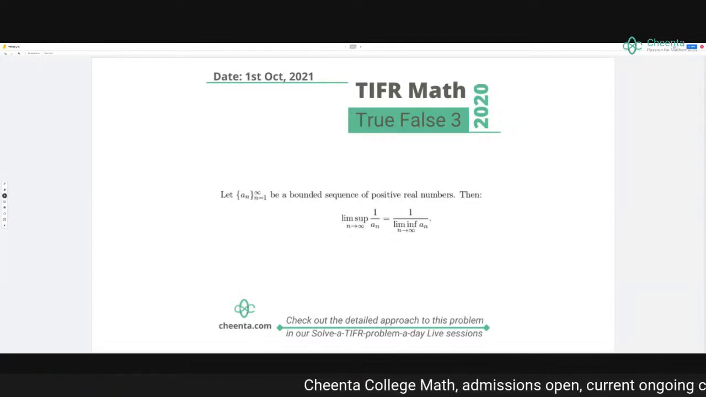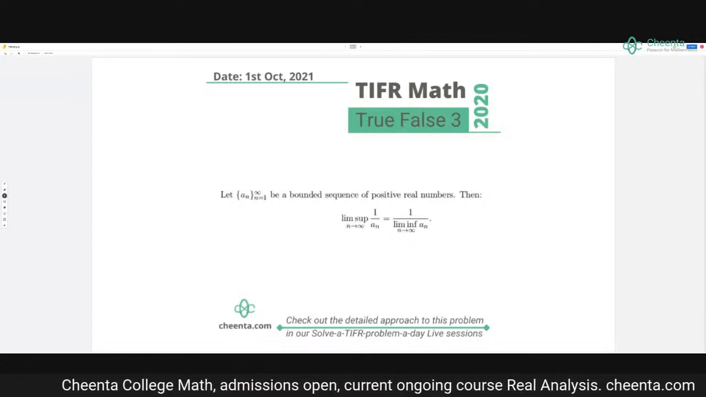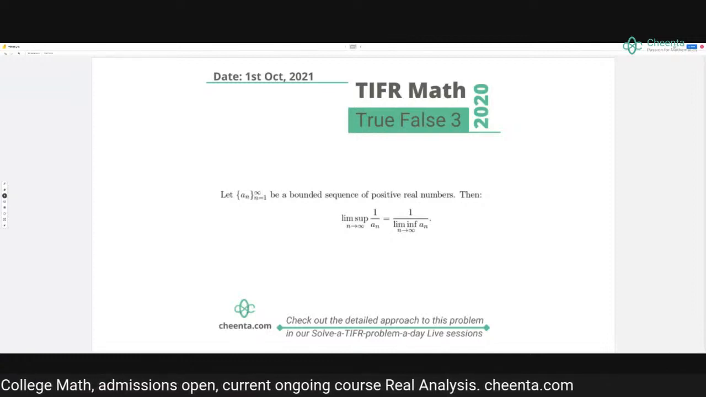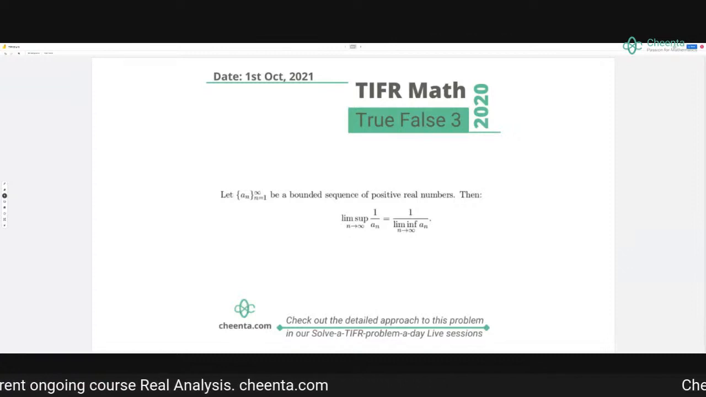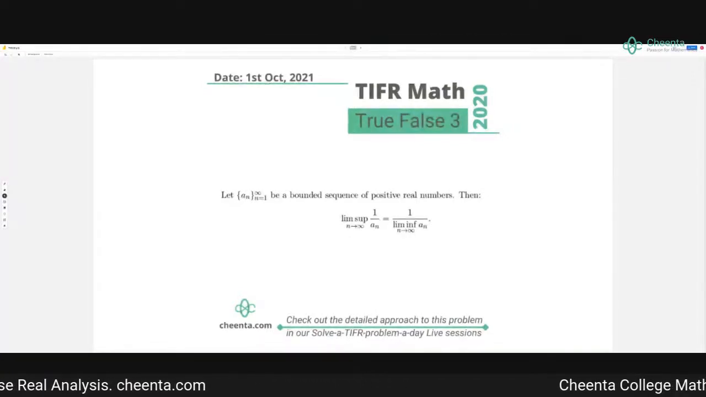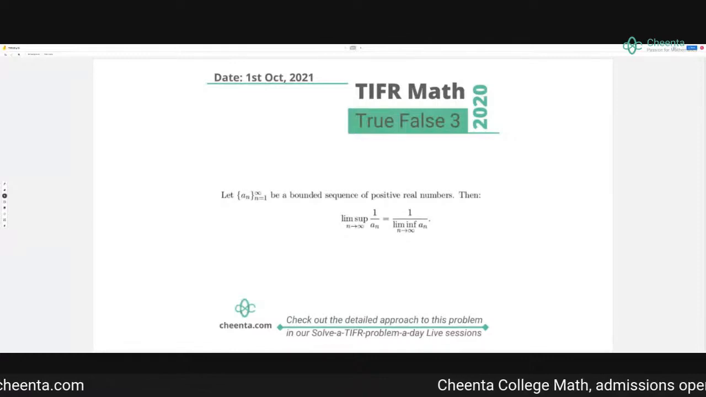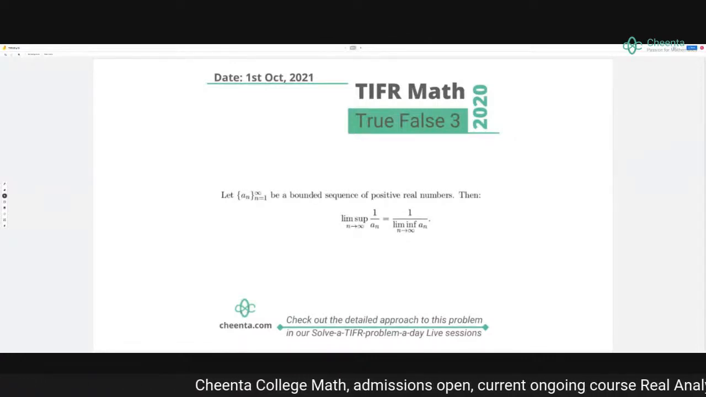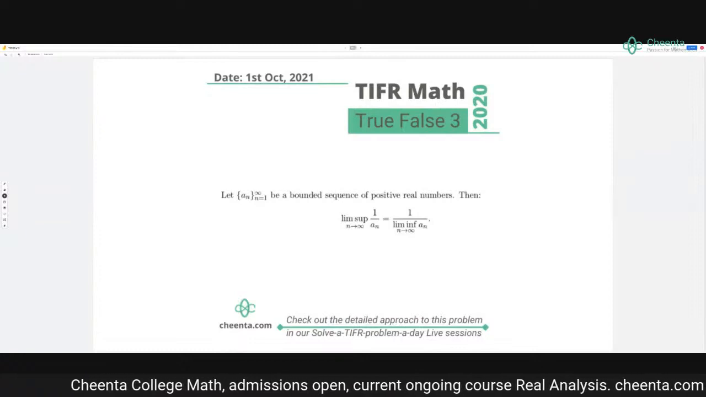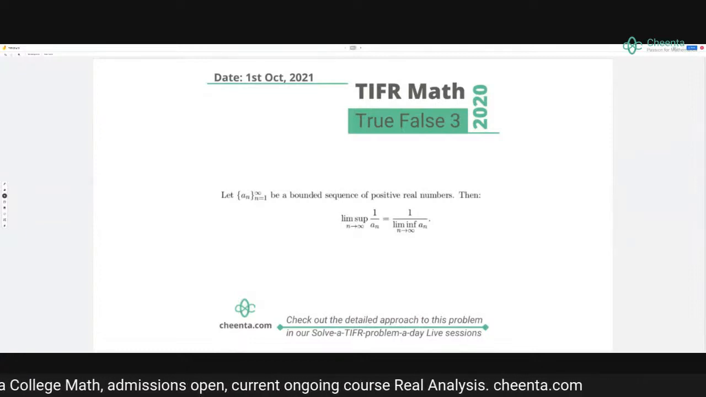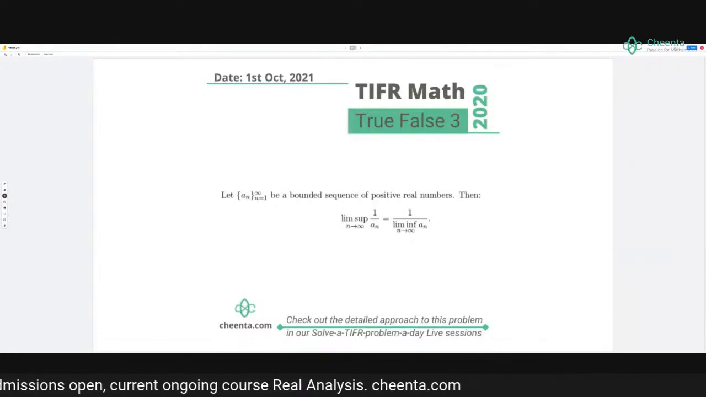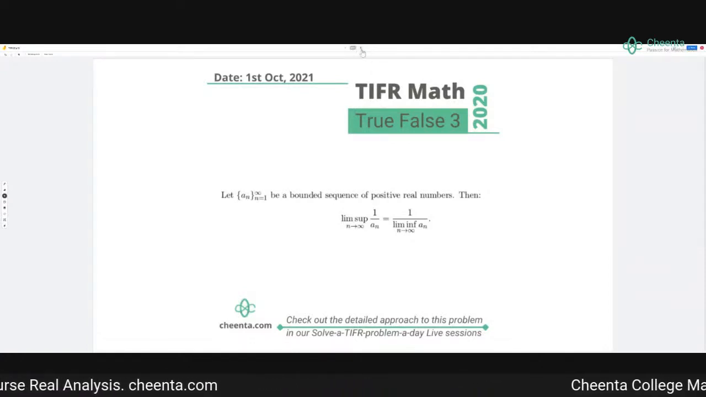Today's problem is a little bit straightforward. As you can see, this problem is: limit supremum of 1 by an is equal to 1 by limit infimum of an. This problem is based on a very simple observation. If you can observe this very simple fact, then this will be pretty easy to tackle.